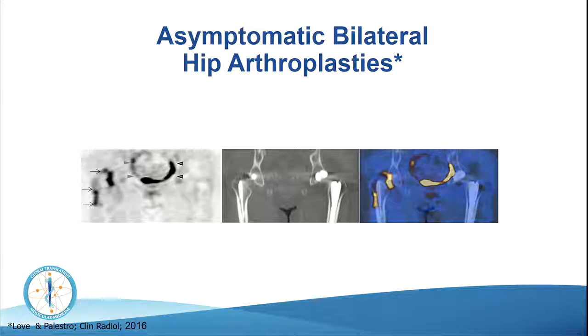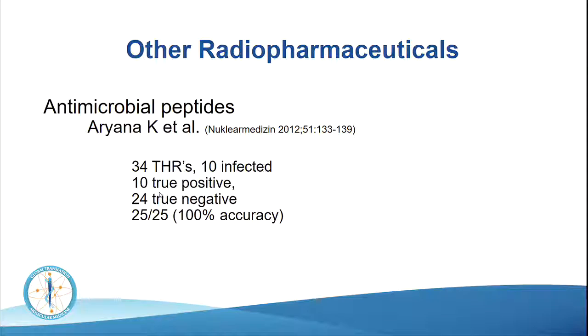Okay. And here's an example of asymptomatic bilateral hip arthroplasties, one of which shows increased periprosthetic uptake on the FDG study, and the contralateral, the left side, showing no increased periprosthetic activity. And this just happens to be bladder activity here with those arrowheads.